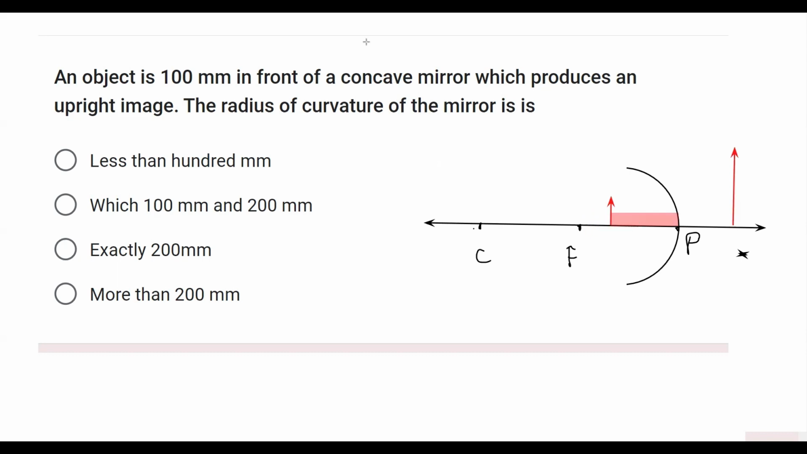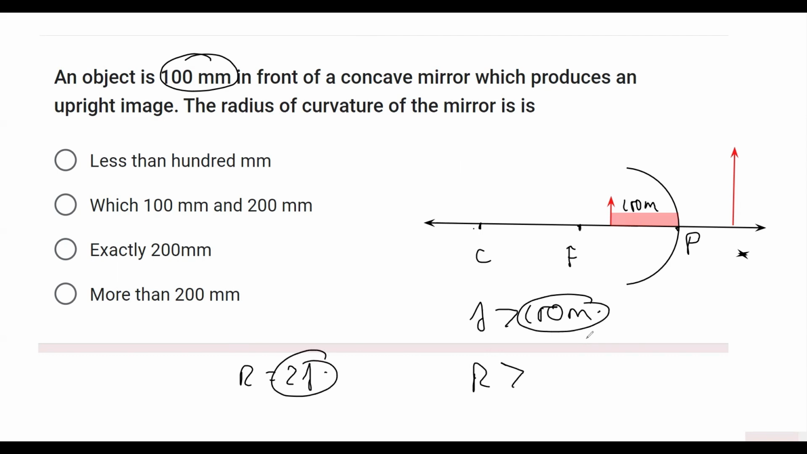Now, as for the question, we can see from here that the object is placed 100 mm. So I can say that this is 100 mm. So from here, we can figure out that the focal length has to be greater than 100 mm. And we know that radius of curvature is twice the focal length. We can say that radius of curvature will be twice of F.